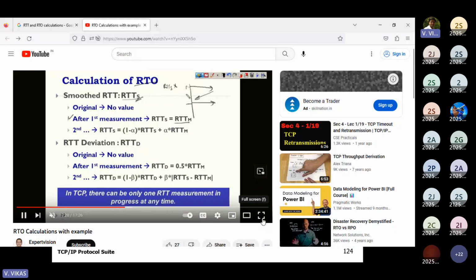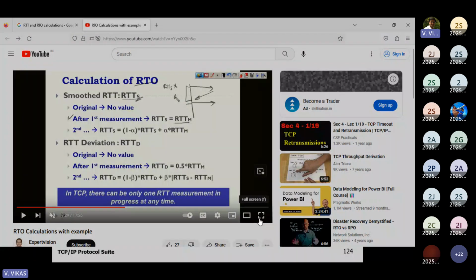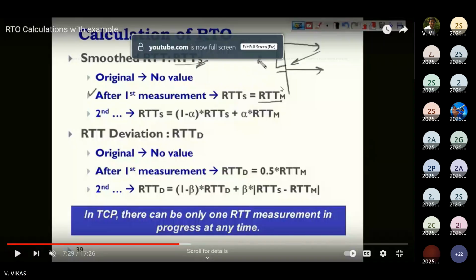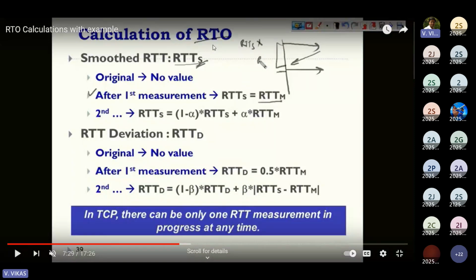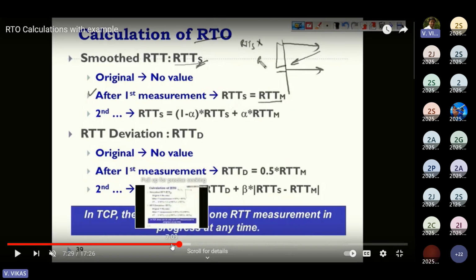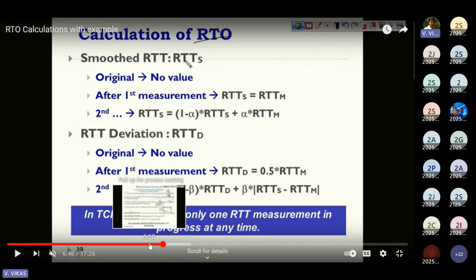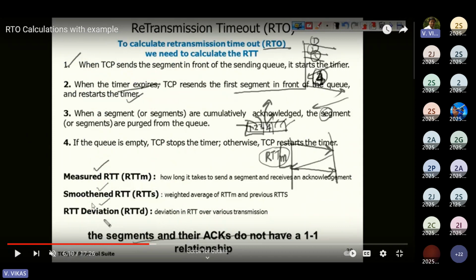Basically, we discussed this calculation just for MTech, not for BTech students. So you can see the calculation of RTT here. Originally, we don't have any value. We just consider RTT equals smoothed RTT. Smoothed RTT and all those things we can see here.